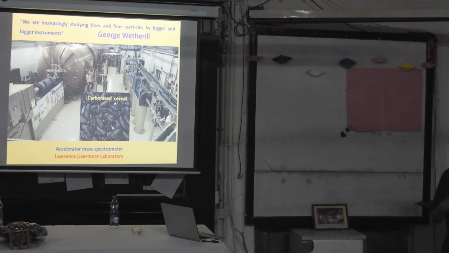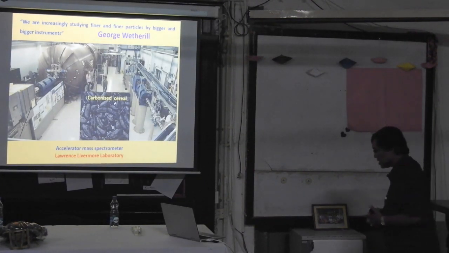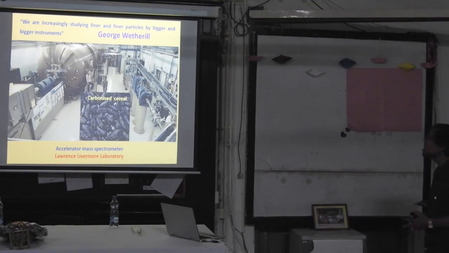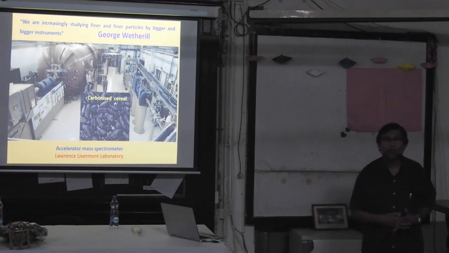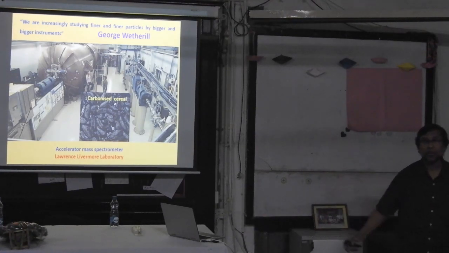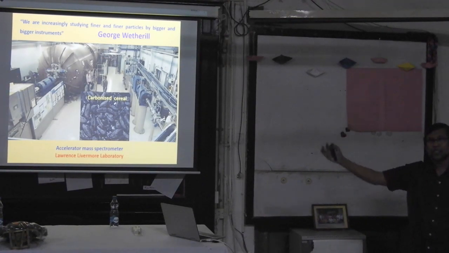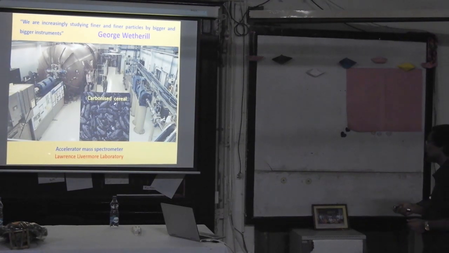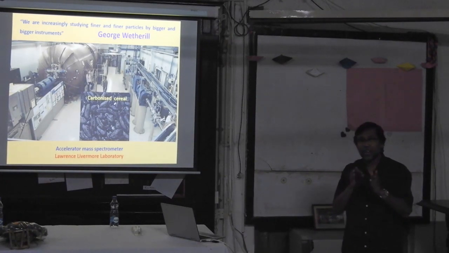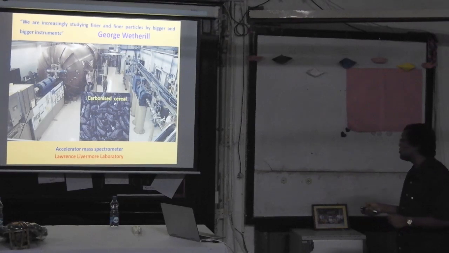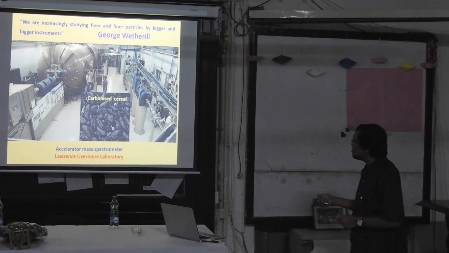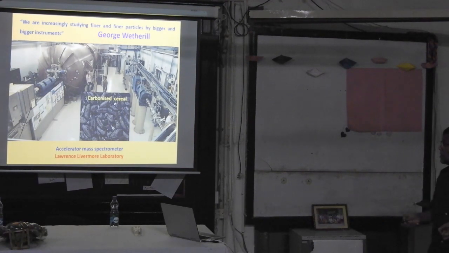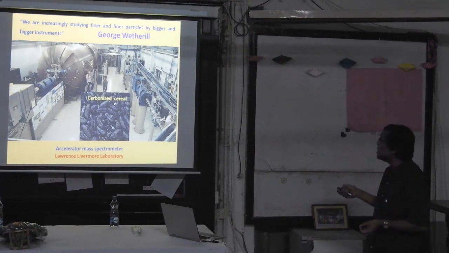As George Wetherill, a one-time very great geochemist, had said, we are increasingly studying finer and finer particles with bigger and bigger instruments. So we use a huge transmission electron microscope to study molecules, and a huge scanning electron microscope to study foraminifera. This is one of the very old accelerator mass spectrometers that takes archaeological or geological material, at Lawrence Livermore Laboratory. And this is a picture of carbonized cereal, that is wheat, which is old and has been converted to black carbon. This can be dated by this mass spectrometer.